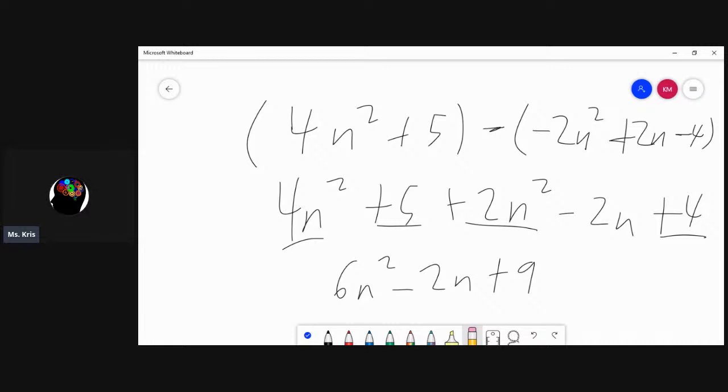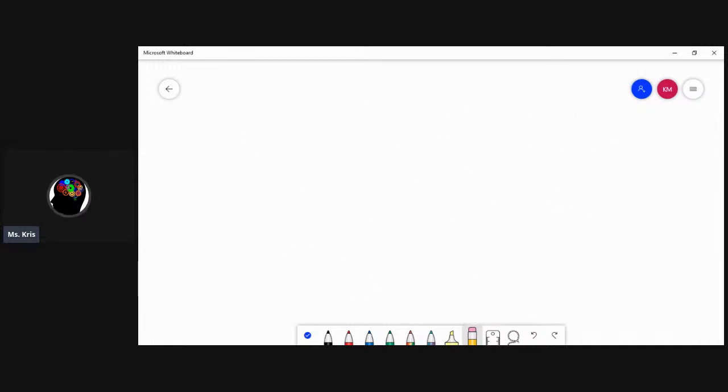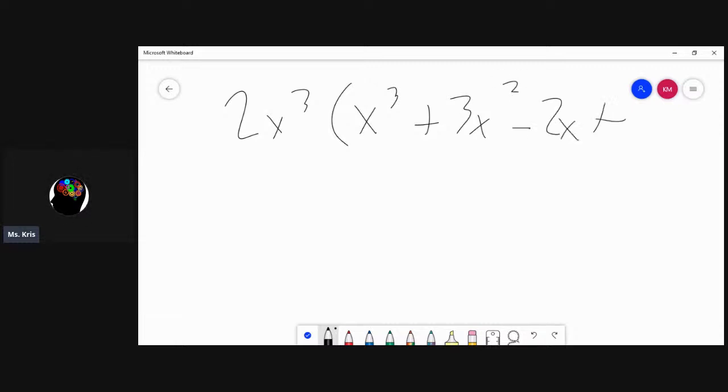Now, here comes my favorite part, multiplying polynomials. Now, you can multiply a monomial to a polynomial, which would be 2x to the third, a monomial. And you multiply it to a polynomial, x to the third plus 3x to the second minus 2x plus 5.